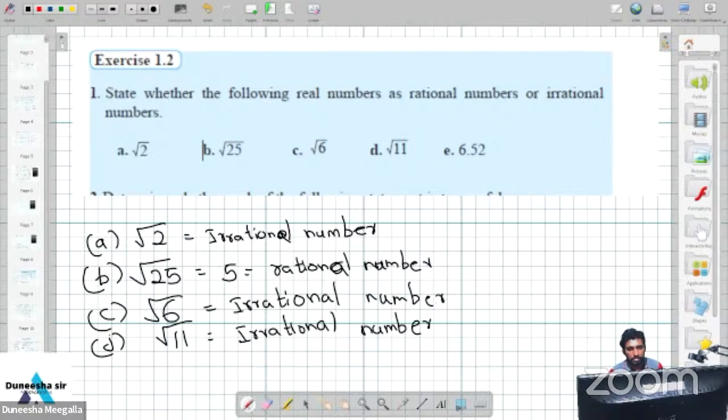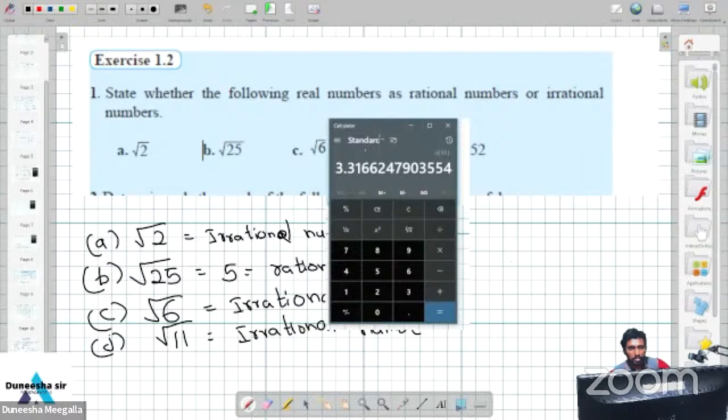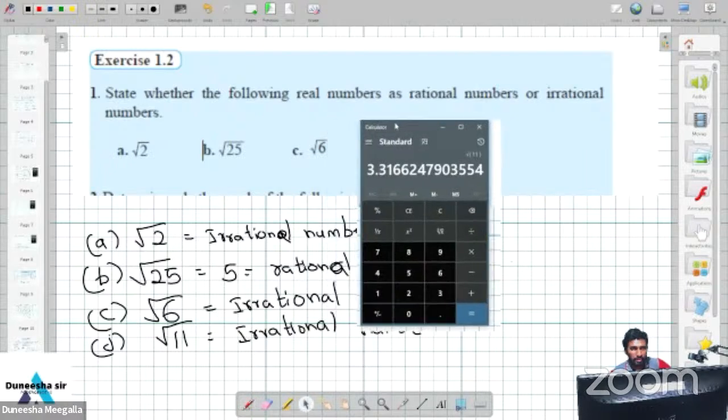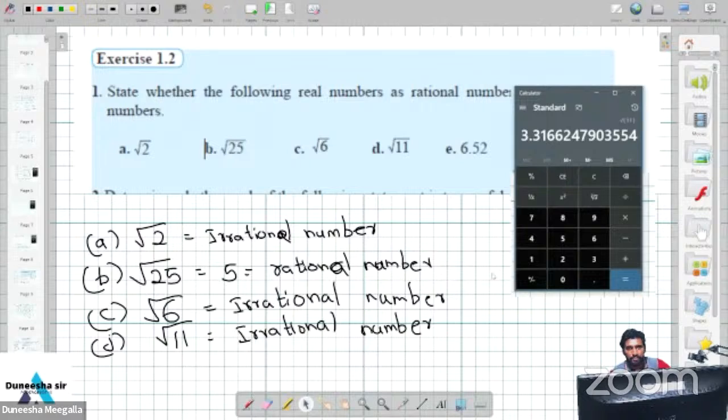Okay. I'm showing my screen. Can you see? Root 11 is 3.31662470035554. Does it have a repeating part? අර අපි ඉස්සෙල්ලා දැක්කනේ තිත් දෙකක් තිබ්බ එහෙම. ඒ විදිහට තැනක් තියෙයිද බලන්න. No repeating part. So it's an irrational number.